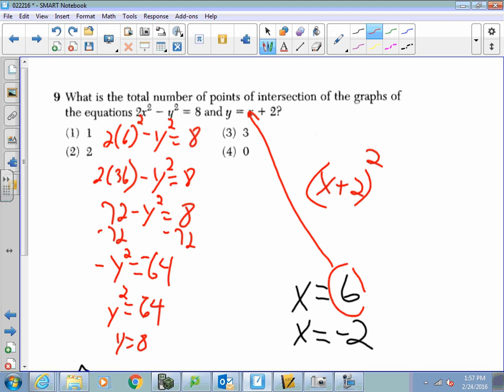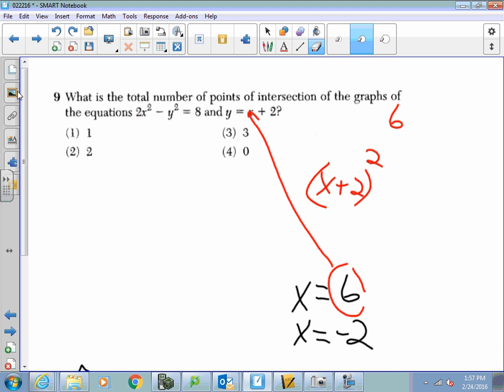So we have one point where they intersect, with x equal to 6, and then when you plug in your negative 2, I'm not going to do that here, but if you went ahead and did that, you would see both your y's would have the same value just as with the 6. So your answer is, for number 9, 2.